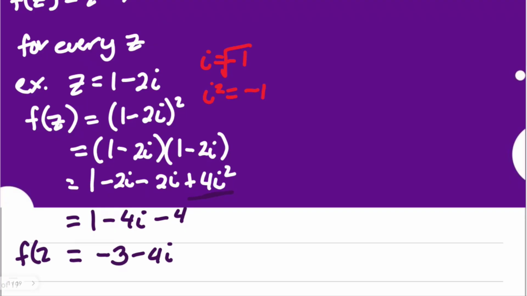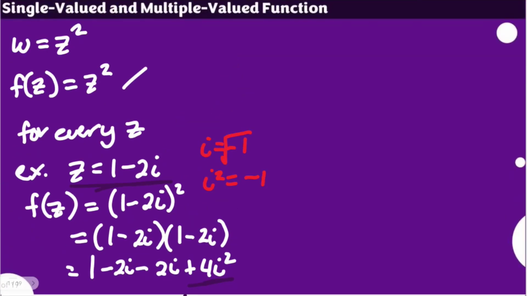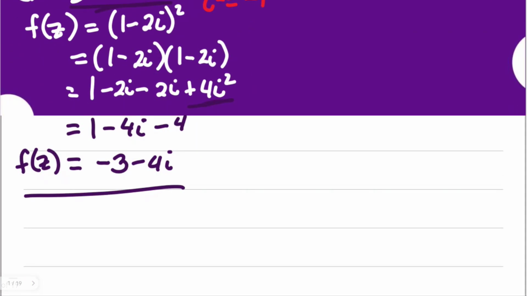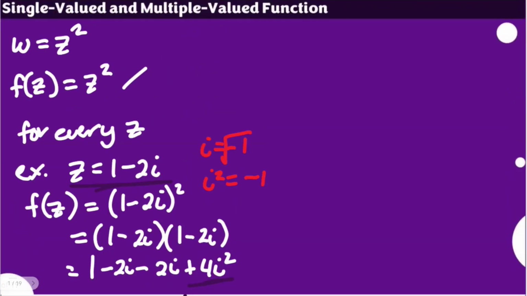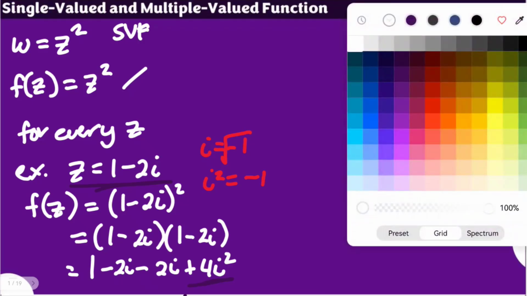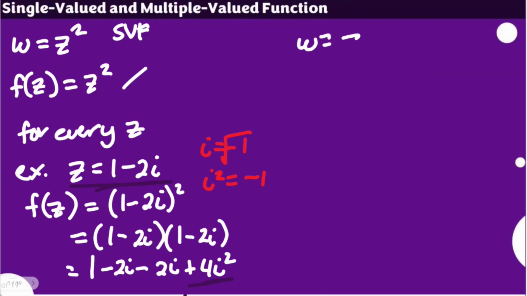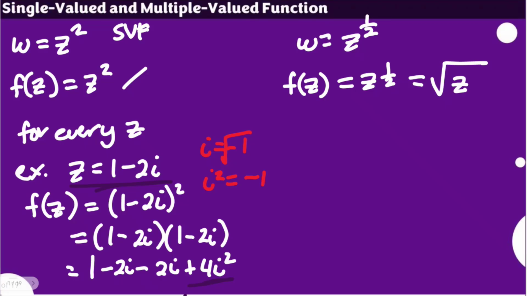This is your f of z for z identified as 1 minus 2i. As you can see, it only has one possibility. Hence, for a situation like this, it's considered a single-valued function, because for every z, you only have one f of z result, or in this case, one value for w. But for this next example, let's say w is equal to z to the power of 1/2. That means your f of z is equal to z to the power of 1/2, or the square root of z. This is an example of a multiple-valued function.